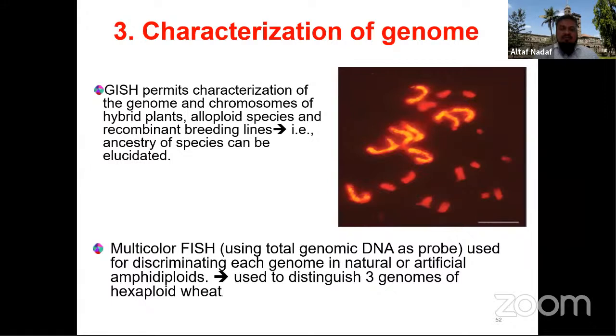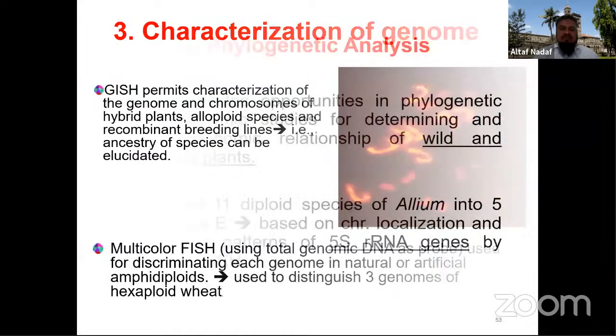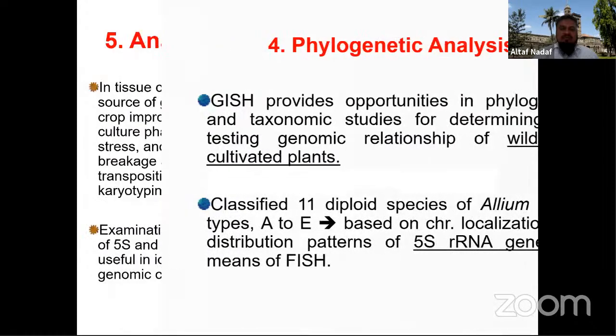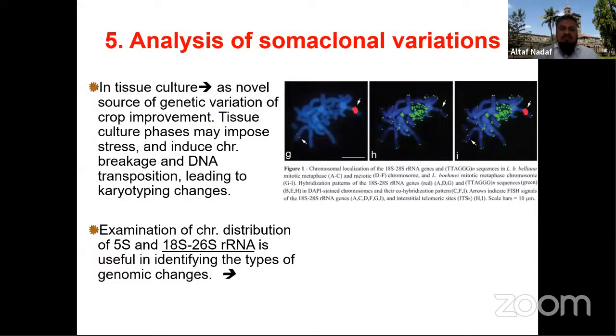In order to characterize the genome, you can go for the GISH technique. You are seeing here in the picture some of the chromosomes that have come from the ancestral species, which you can detect. Then phylogenetic analysis between wild and cultivated plants you can do. Then somatic variations in tissue culture: if you are facing a somatic variation problem, that could also be easily detected.